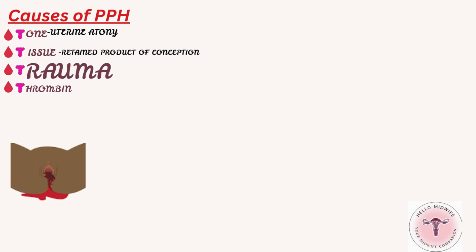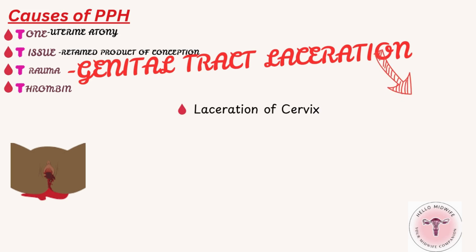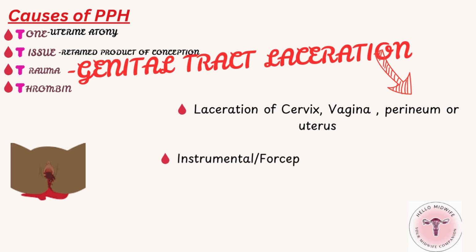Now we have the third T, trauma. Genital tract laceration or trauma to the genital tract can cause PPH. During vaginal birth, laceration of the cervix, vagina, and perineum may lead to significant hemorrhage. Operative vaginal deliveries utilizing forceps or vacuum, use of episiotomy, and occurrence of uterine inversion can increase the patient's risk of trauma-related PPH.